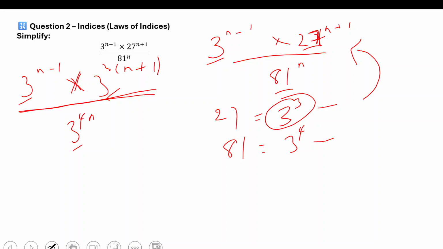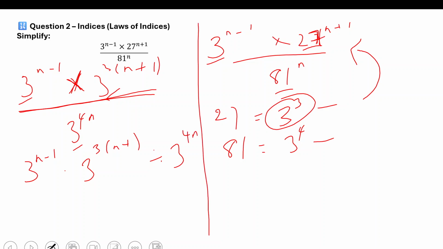So this can be written as 3 raised to the power n minus 1, because this is multiplication, dot, 3 raised to the power 3 into n plus 1. And this is division, so it will now be divided by 3 raised to the power 4n. Because they are all the same base, for multiplication, I add the powers. For division, I subtract the powers.